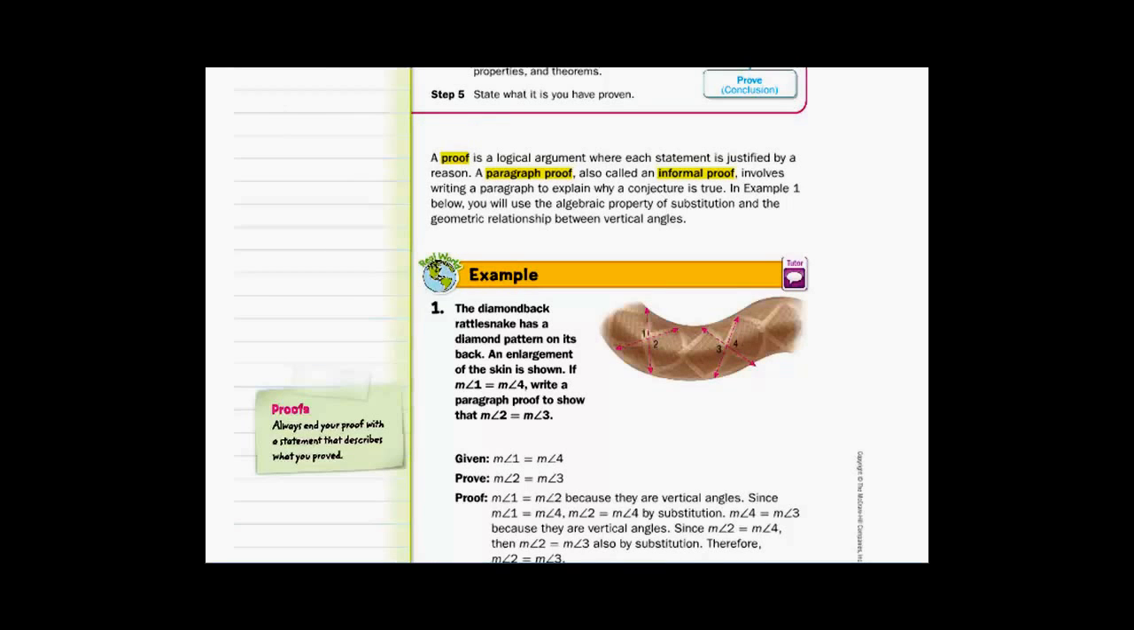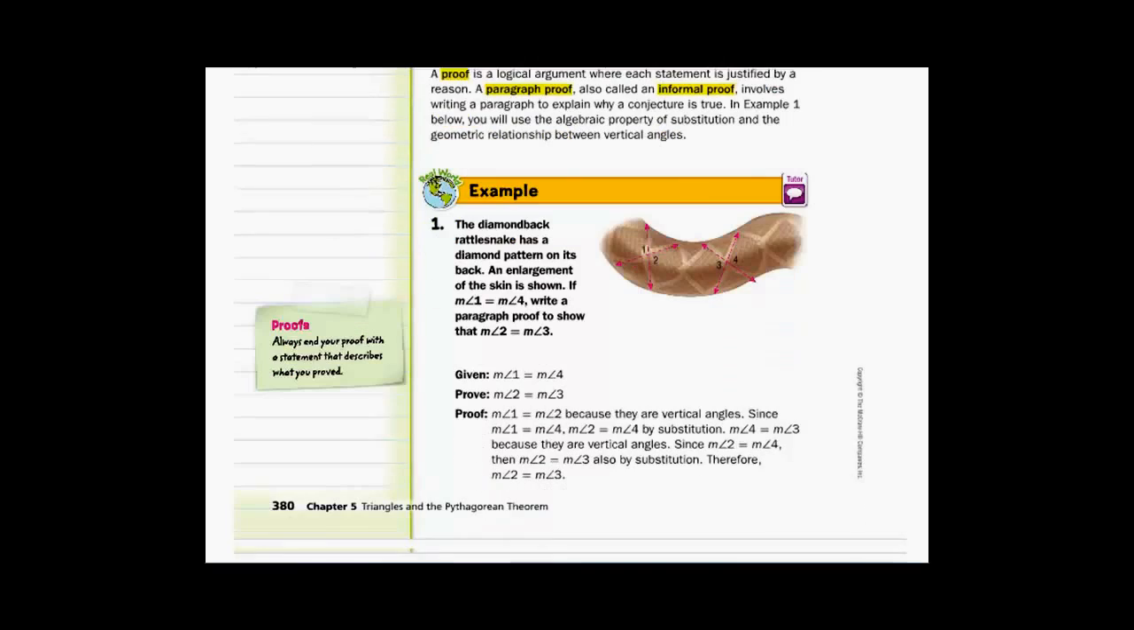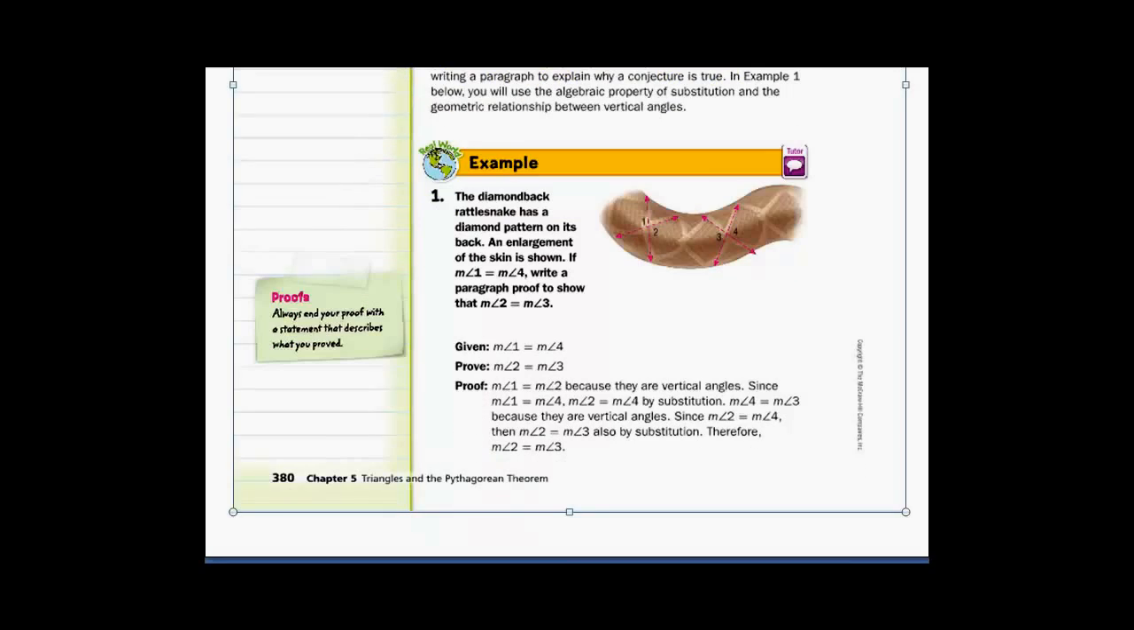First one here, the diamondback rattlesnake has a diamond pattern on its back. An enlargement of the skin is shown. If measure of angle 1 equals the measure of angle 4, write a paragraph proof to show that measure of angle 2 equals the measure of angle 3.